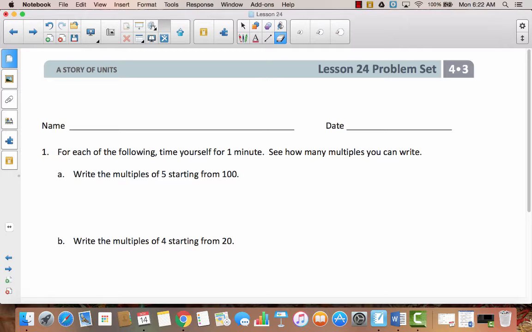So I hope that you learned from your Zern lesson that whenever you are counting by multiples or writing multiples, you're actually counting by that number. So if I say write the multiples of 5, then you would say 5, 10, 15, 20. But notice that this says write the multiples of 5 starting from 100. So you're going to count by 5s starting at 100. So go ahead and write 100 here, but don't write anything else.